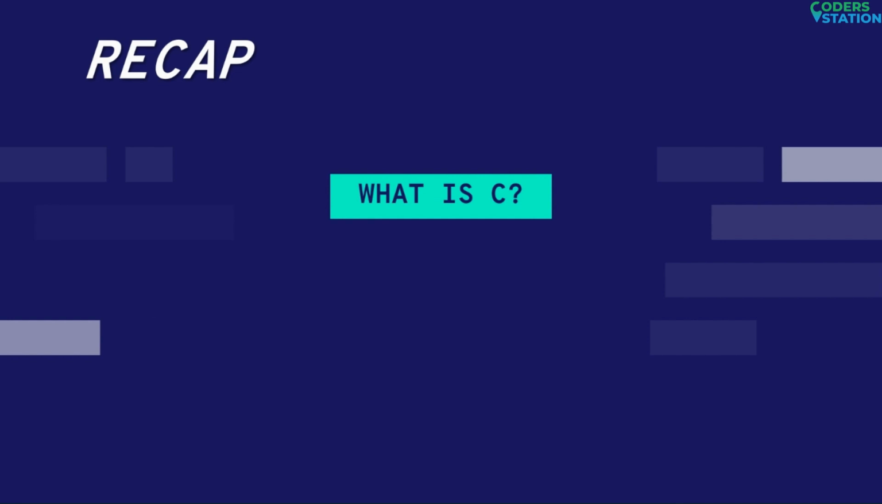So first of all, what is C? C is a general purpose and high level programming language. It is also called the mother of all programming languages because most of the programming languages were developed using C. Second is the founder of C programming. Sir Dennis Ritchie, an American computer scientist, developed this C programming language in the early 1970s.